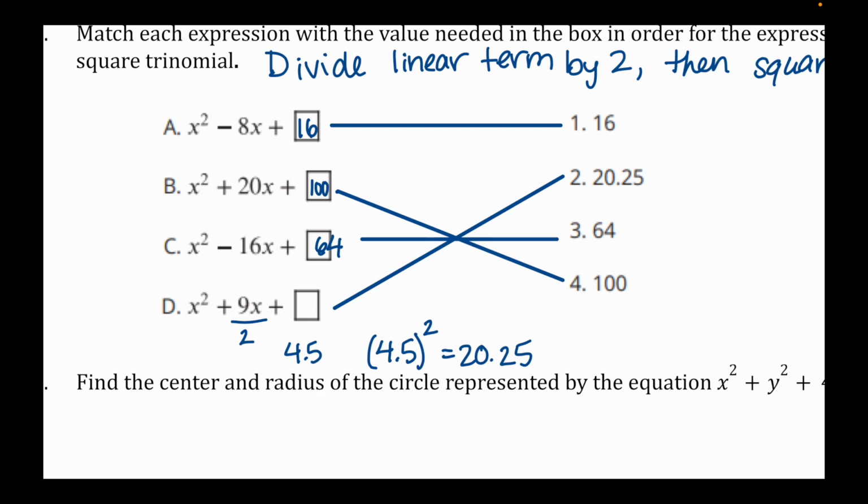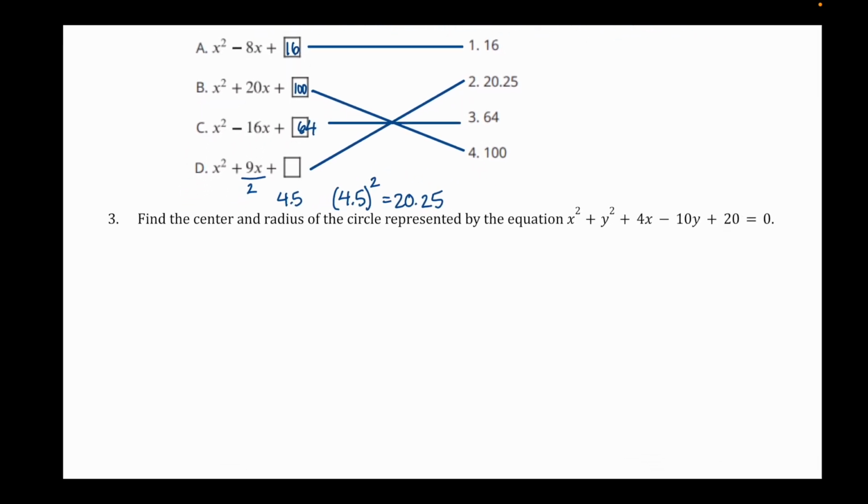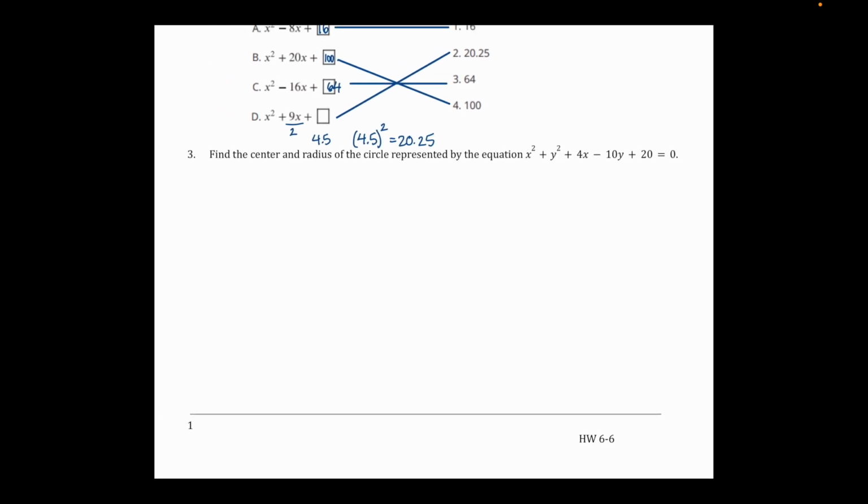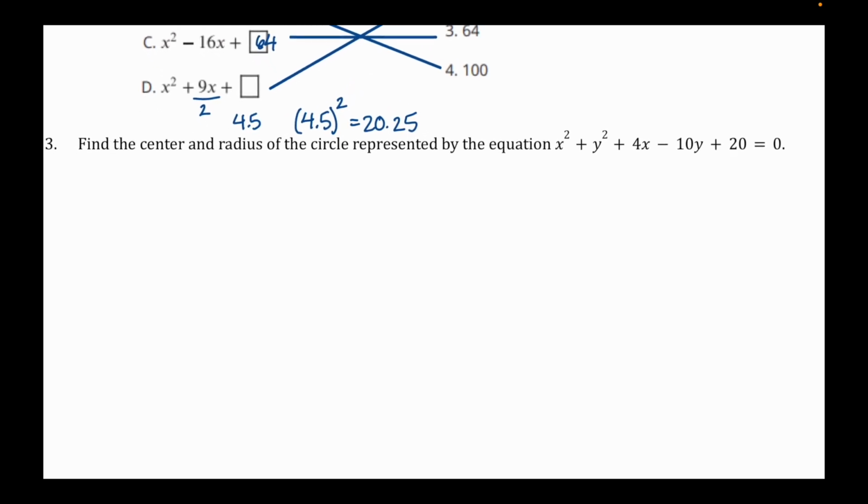Let's keep it going. For this next one, we want to find the center and radius of the circle represented by this equation. In order to do this, we're actually going to have to do completing the square twice. I might even use number 3 here, because this is going to be a good example for what to do for question 1. So when we come back to it, we might just use some of this.